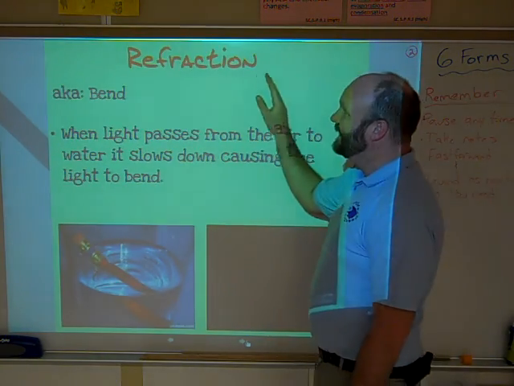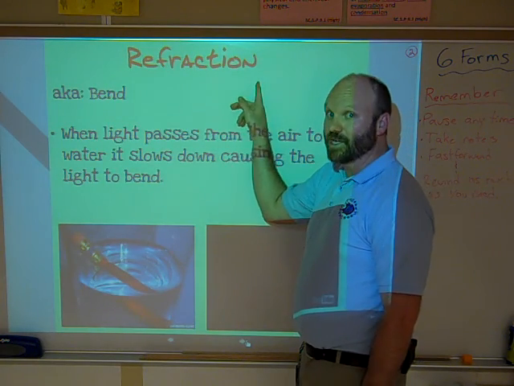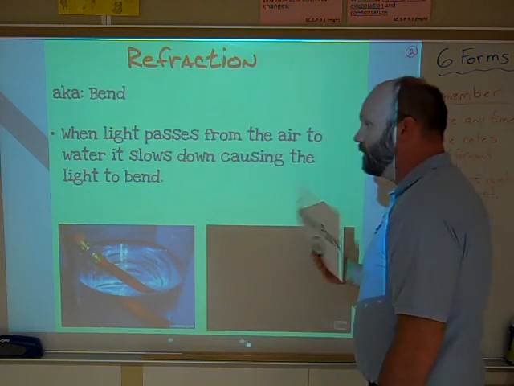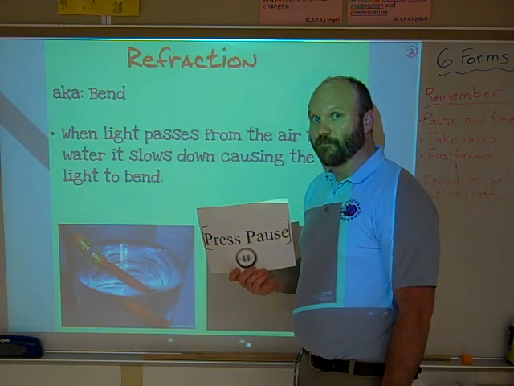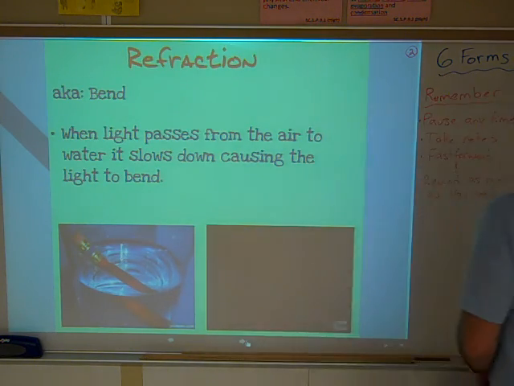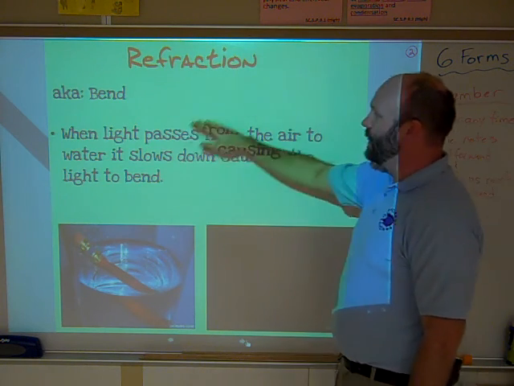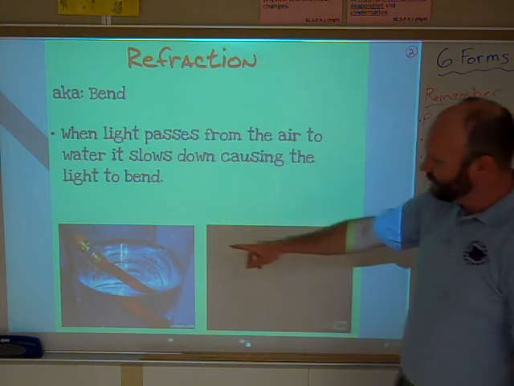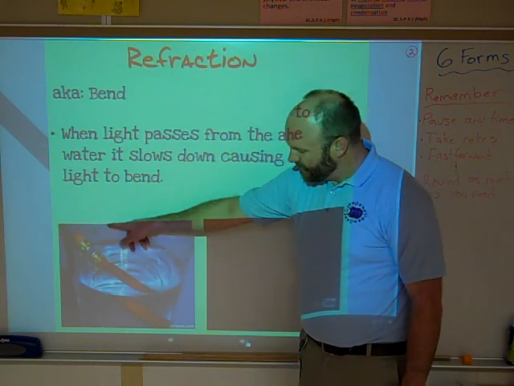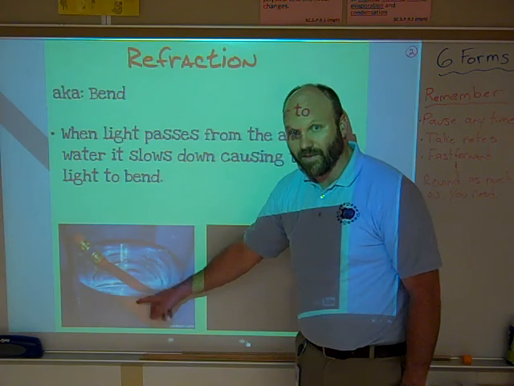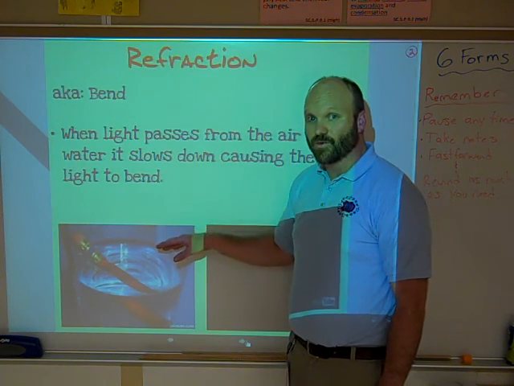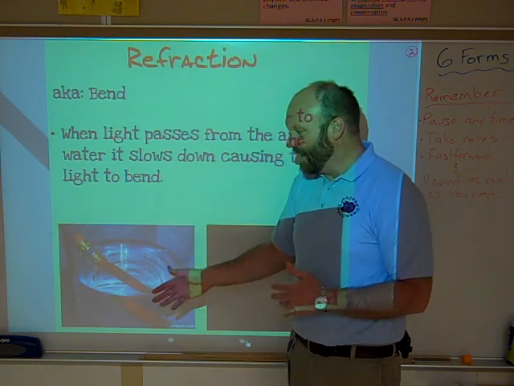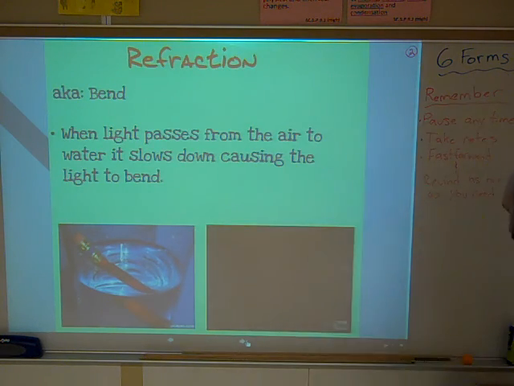What you need to know, light can bend. It's called refraction. Make sure you're taking notes at this point. Make sure you press pause to copy this down. Refraction is bend. When light passes from the air to the water, it slows down, causing the light to bend. Take a look at this pencil. It's in the water, but it looks like it's broken. That's because the light is traveling faster through the air, and when it hits the water, it slows down, causing the light to bend, giving you this optical illusion.